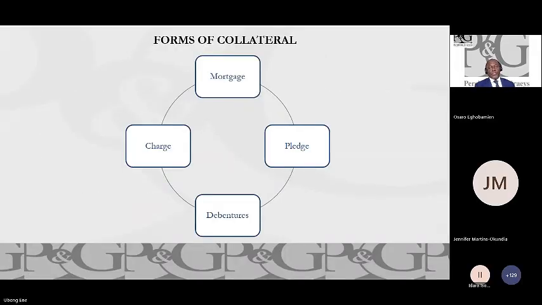Right. You have the mortgage, you have the pledge. And the mortgage, I did say you had 2 types of mortgages, and just keep it on this page: legal and equitable. I'll talk about them in great detail.